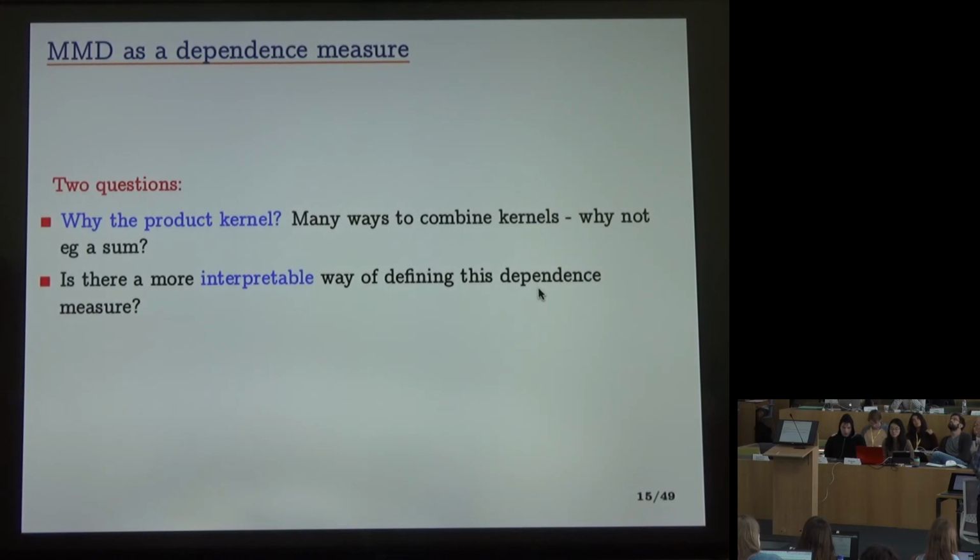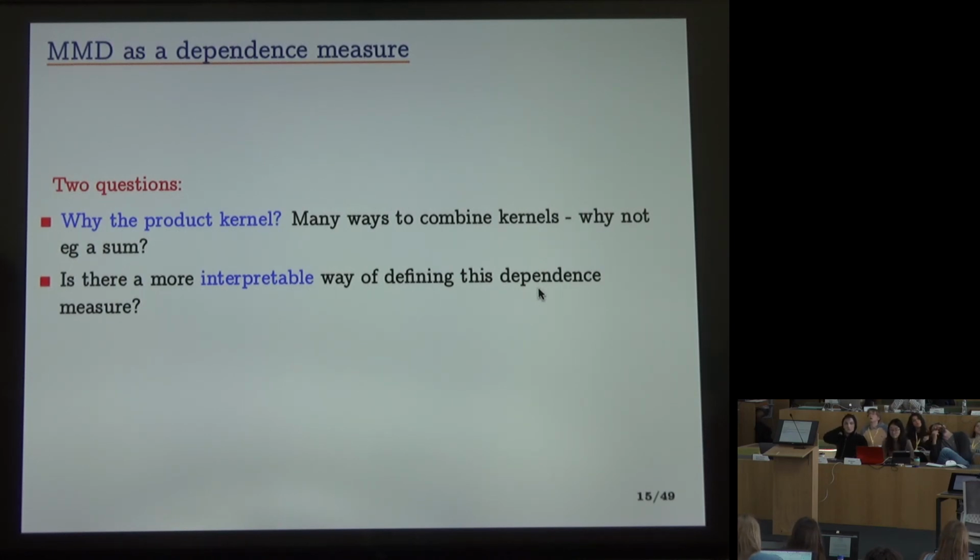So, this is fine. It's actually pretty intuitive. There's a couple of questions though, right? So question 1, why the product kernel? I've just sort of said that's a kernel, I could use it, why not? But it's completely arbitrary. Sums of kernels are also kernels. Or I could do something even more sophisticated. Why is the product kernel such a good idea?